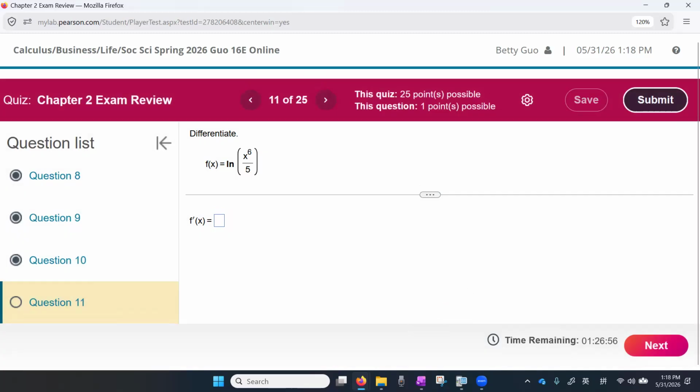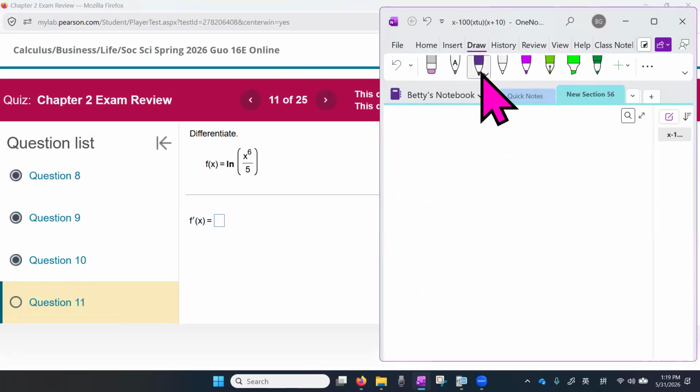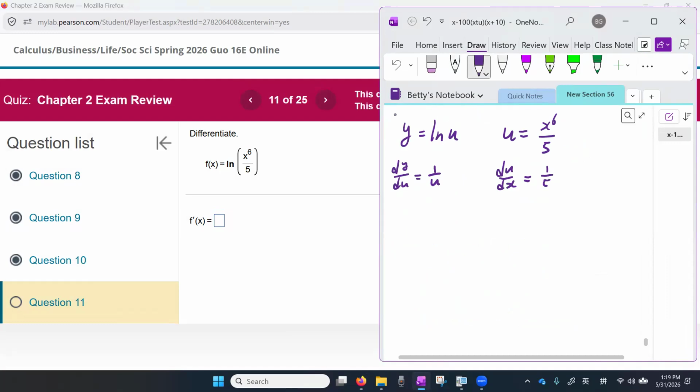Differentiate. Okay, chain rule again. We let y be the outside function ln u, inside function u equals x to the power 6 over 5. dy du is 1 over u. du dx equals coefficient 6 times x to the power 6 minus 1, which is 5. So that gives 6 over 5 x to the fifth.